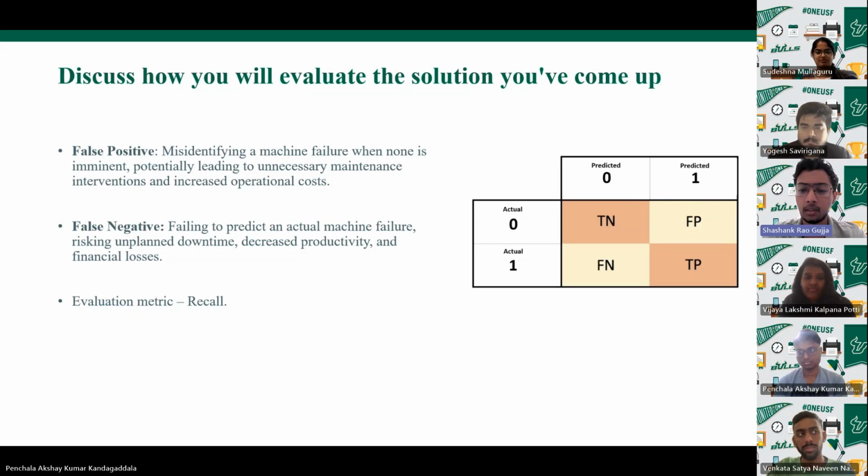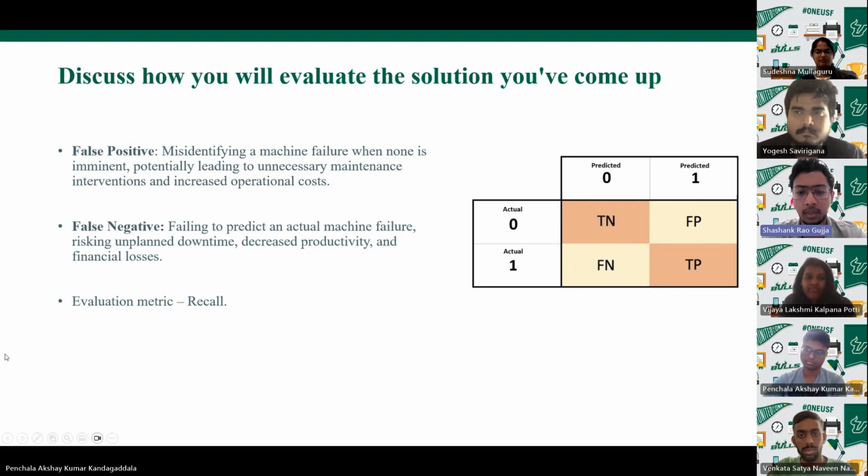And coming to the incorrect values, which are false positive. Here the machine actually failed, but the model predicted it has not failed, which leads to an increase in operational cost and other maintenance charges, while false negative means the machine didn't fail, but the model predicted the machine has failed, which leads to a decrease in productivity and financial losses. So here both false positive and false negative cause loss, but false negative leads to more loss. So we have to reduce false negatives, and it is very much essential.